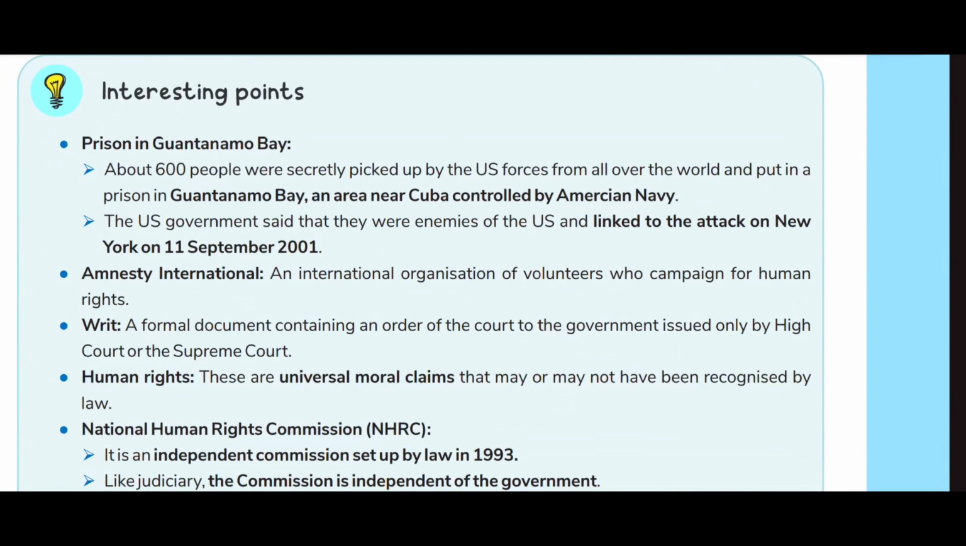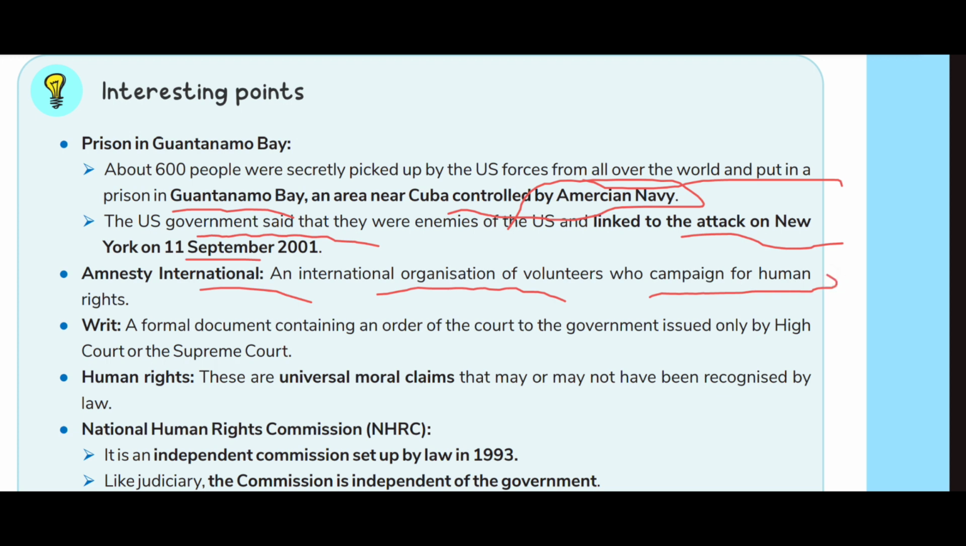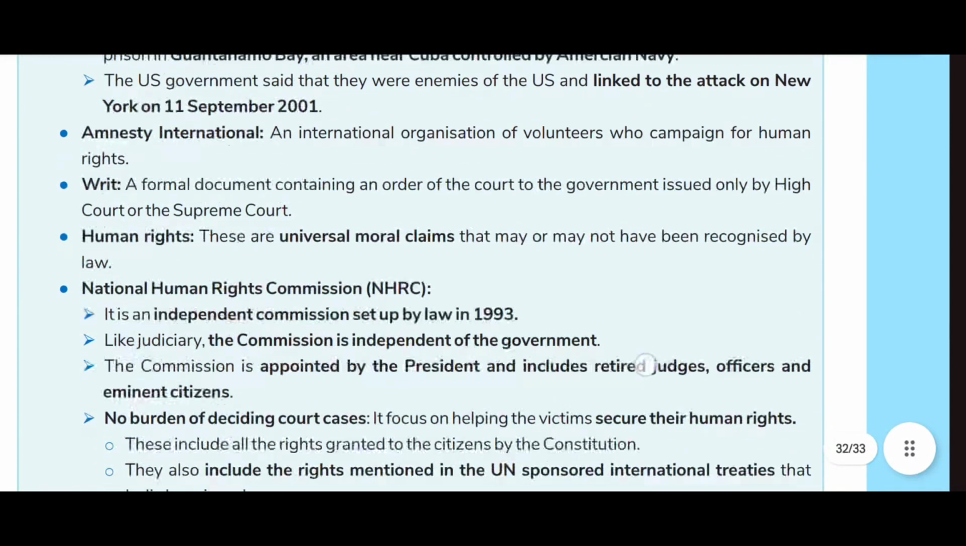Now, the interesting points of this chapter. Prison in Guantanamo Bay. About 600 people were secretly picked up by the US forces from all over the world and put in a prison in Guantanamo Bay, an area near Cuba controlled by the American Navy. The US government said that they were enemies of the US and linked to the attack on New York on 11 September 2001. Amnesty International, an international organization of volunteers who campaign for human rights. Writ, a formal document containing an order of the court to the government issued only by the High Court or the Supreme Court. Human rights. These are universal moral claims that may or may not have been recognized by the law.